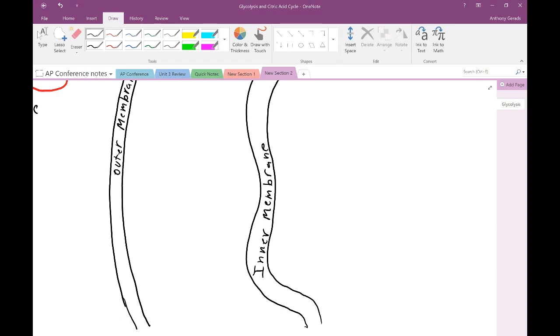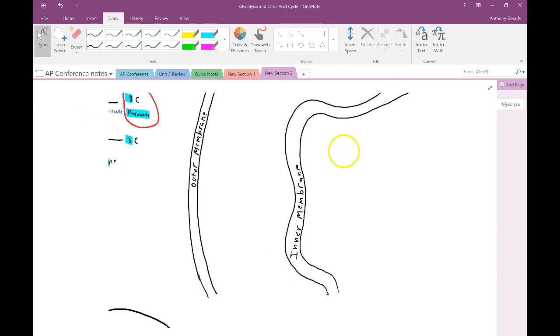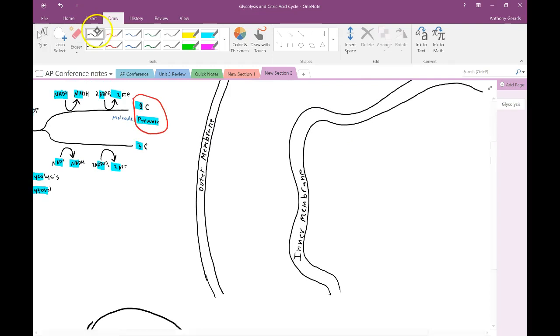Okay. So I've got an outer membrane and I've got an inner membrane. What's got to happen here? You see this 3 carbon? It's now going to travel through that to right here. And it's going to be a 2 carbon molecule. Anyone notice anything interesting that happened? Where did the carbon go?